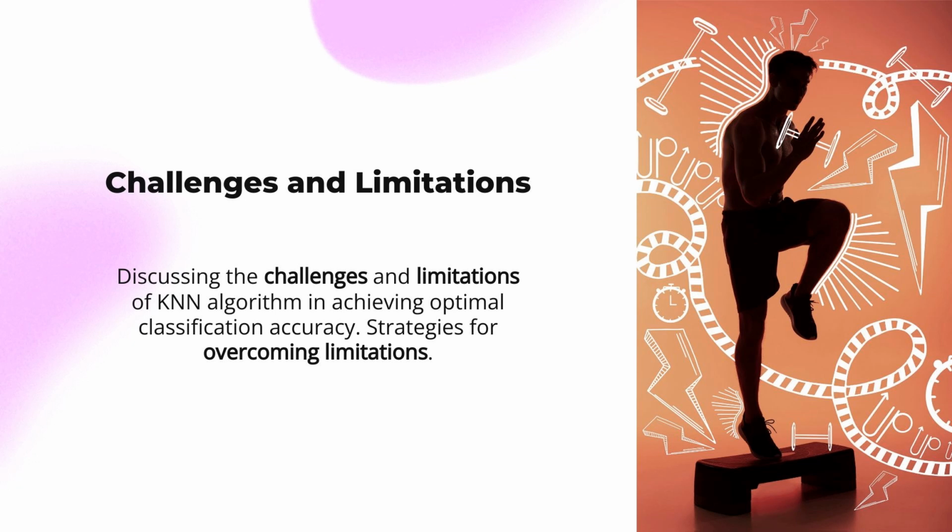5. Imbalanced data. KNN can struggle with imbalanced datasets, where one class has significantly more examples than others. This imbalance can lead to biased predictions and reduced accuracy for the minority class. Handling imbalanced data often requires additional techniques, such as resampling or adjusting class weights.